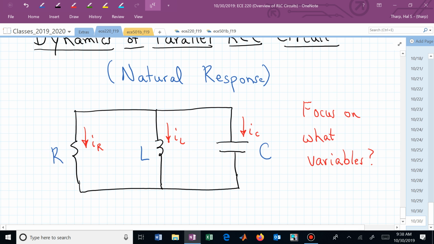And what variables do we want to focus on? Okay, you could give me the generic answer and say state variables, and then you don't have to remember which one's which for the inductor and capacitor. And I'd have to kind of say, okay, that's correct, but now be more specific. What are the state variables in this circuit?